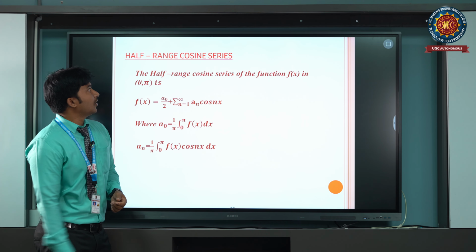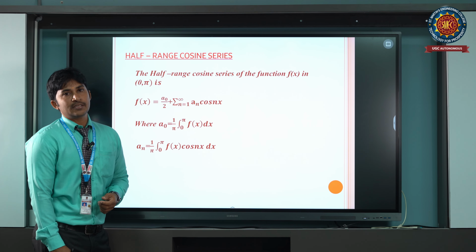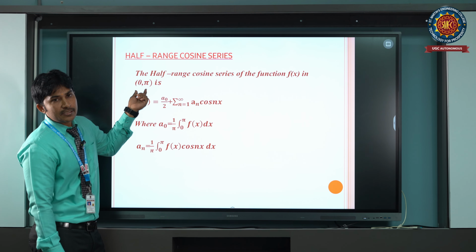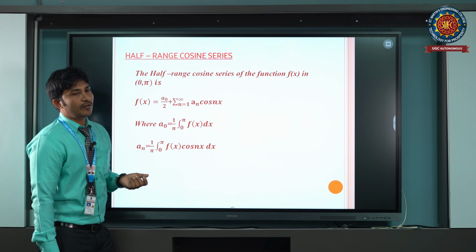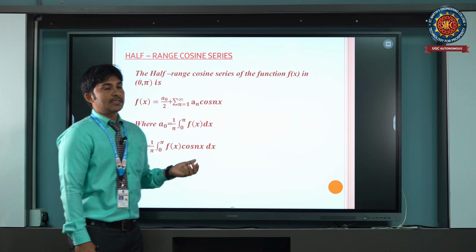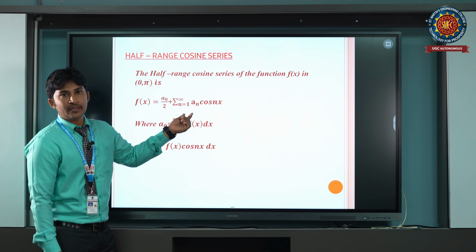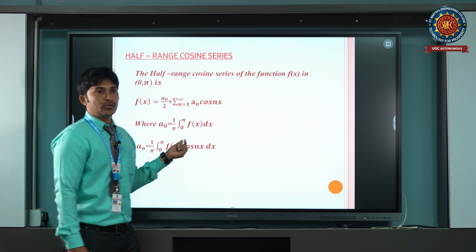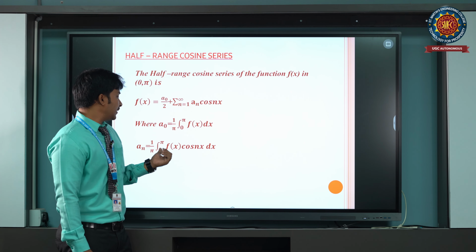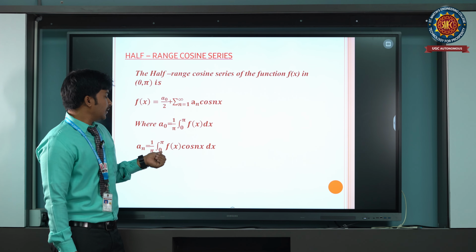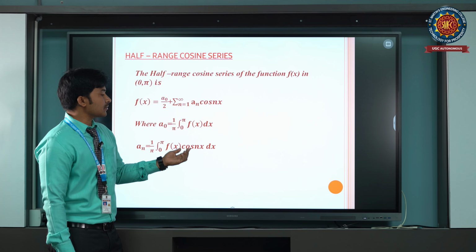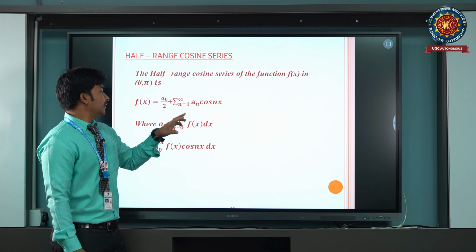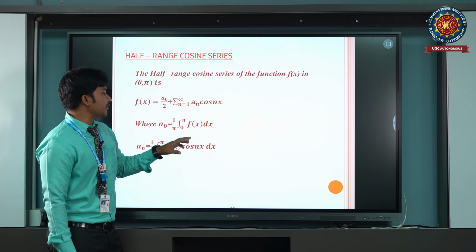And next one, half range cosine series. The half range cosine series is where the interval is taken as 0 comma pi, and f of x equal to a naught by 2 plus summation n equal to 1 to infinity a n cos n x, where a naught equal to 1 by pi integral 0 to pi f of x dx, and a n equal to 1 by pi integral 0 to pi f of x cos n x dx. In the half range cosine series we only find the a naught and a n coefficients.